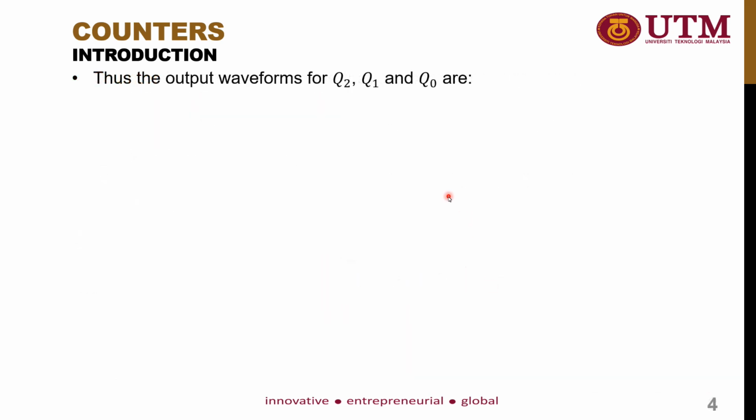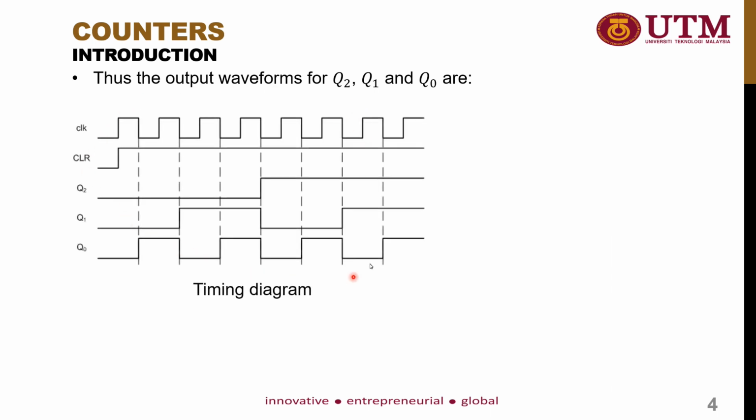Thus, the output waveforms for Q2, Q1, and Q0 are as shown. This is the general timing diagram used for the 3-bit binary counter. From the timing diagram, we can also get the state diagram. First, the counting starts from 0, 0, 0, and then when it detects the falling edge, it starts counting, because the clear has been set to 1. When the clear has been set to 1 and the falling edge is detected, the counter will start counting.